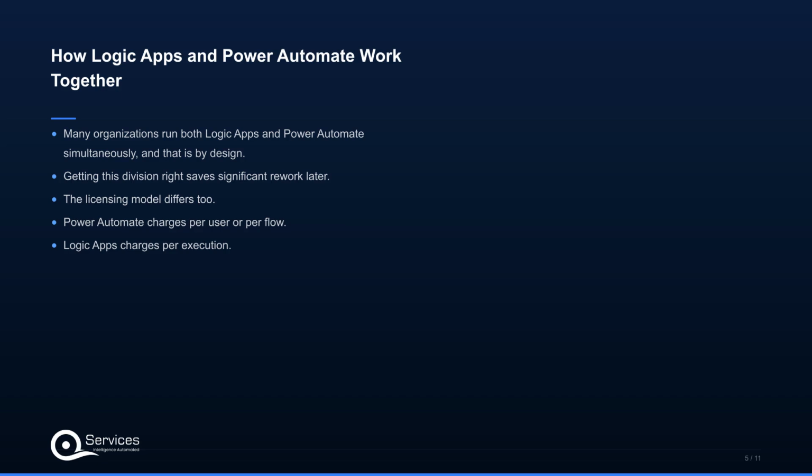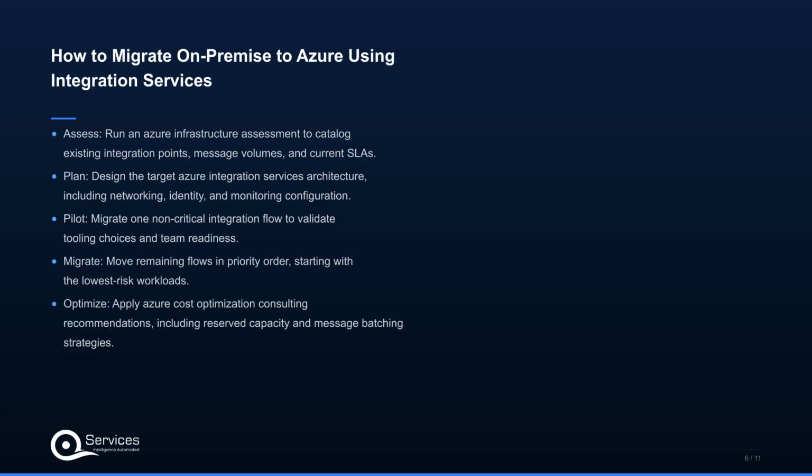The licensing model differs too. Power Automate charges per user or per flow. Logic Apps charges per execution. For high-volume batch processes, Logic Apps is usually cheaper. For ad hoc business automations that depend on user adoption, Power Automate is the better fit. These distinctions matter when you are budgeting a Power Platform development company engagement, because the wrong tool choice inflates long-term operating costs. Now, how to migrate on-premise to Azure using integration services.